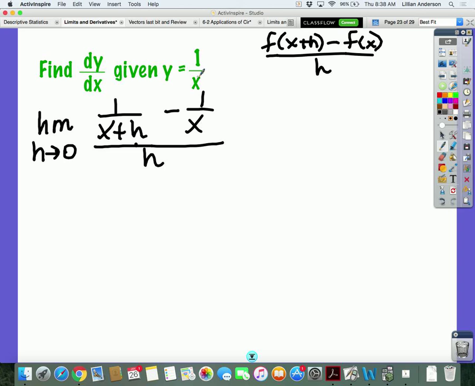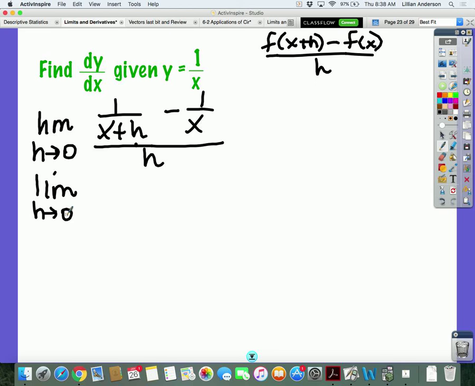After this point, it's all about simplifying, because if you try to plug in 0 for h, you'll end up getting 1 over x minus 1 over x, which is just 0, all over 0. And when you have 0 over 0, what does that mean? Say again? You can simplify it, which we can, okay? Using a little bit of algebra, we simplify this fraction up here.